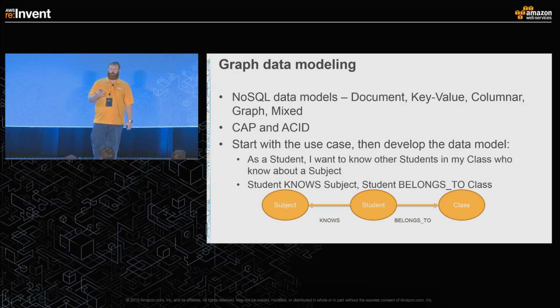So when we're talking about how to model data on a graph, it really helps to, I think there's a lot of feedback, but it's probably my fault.